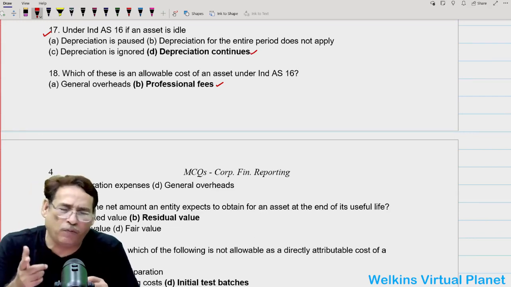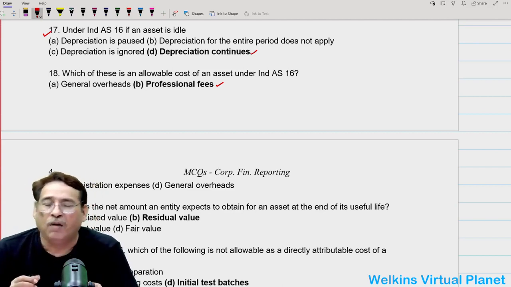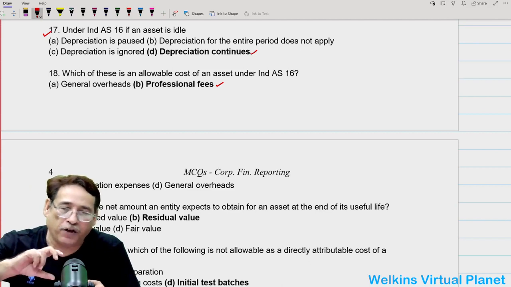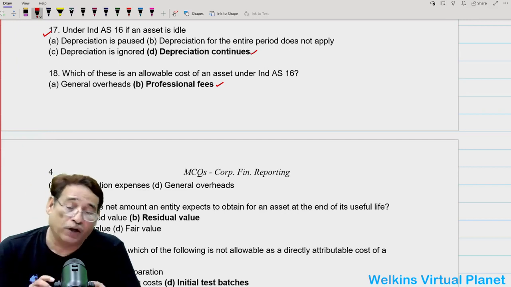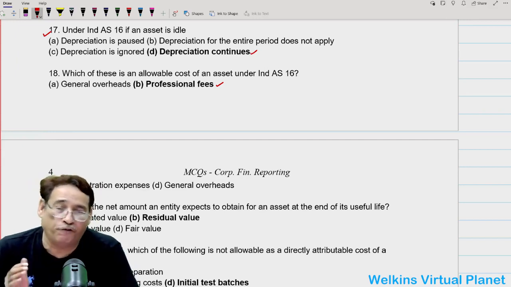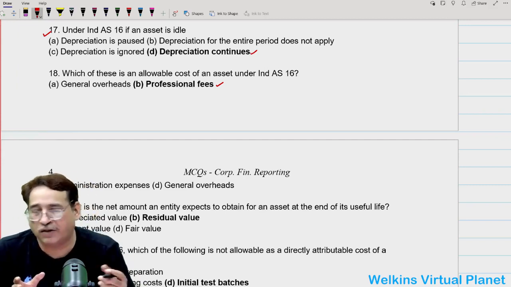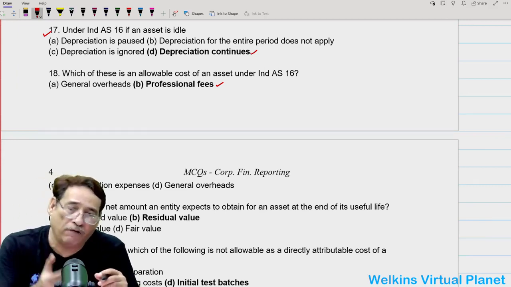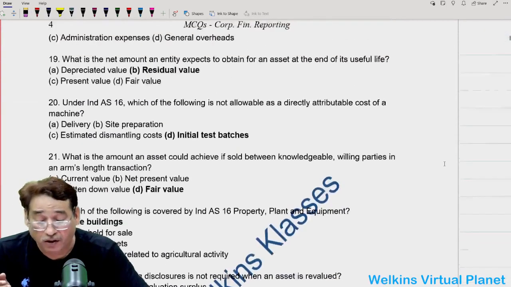When we say allowable cost, what does it actually mean? It means we are capitalizing this cost because ultimately, in the form of depreciation, we will get allowance for the same. So the question has asked you in a very tricky manner, because ultimately a professional fee will be added to the cost of the asset and I will charge depreciation on it. So I will recover this cost in the form of depreciation later on.